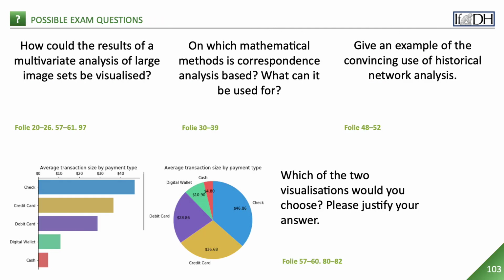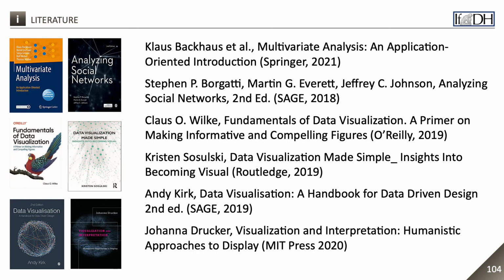And if we come to our exam questions, maybe I could ask, how could the results of the multivariate analysis of large data sets be visualized? Or I could ask, on which mathematical methods is correspondence analysis based, and what can it be used for? Please give an example of the convincing use of historical network analysis. Or regarding a picture, some charts, I would like to ask, which of the two visualizations would you choose? Please justify your answer. And finally, again a compilation of textbooks that you can use to deepen your knowledge.